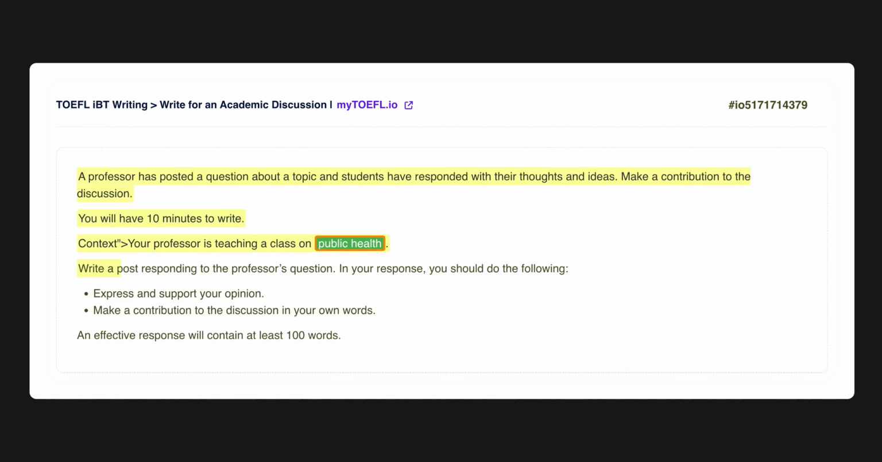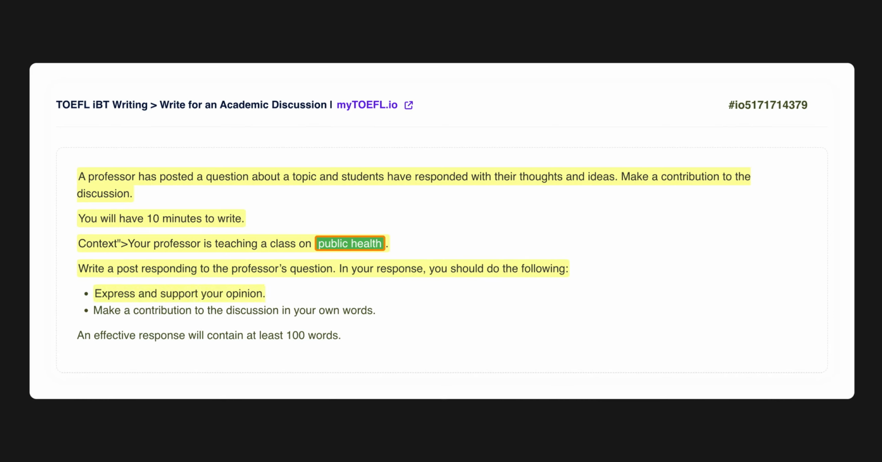Write a post responding to the professor's question. In your response, you should do the following. This is your call to action. It confirms that your primary goal is to provide a direct answer to the question asked by the professor. You are not just writing a summary, you are writing a response that contributes value to the class discussion.